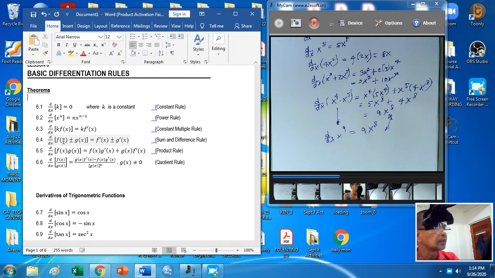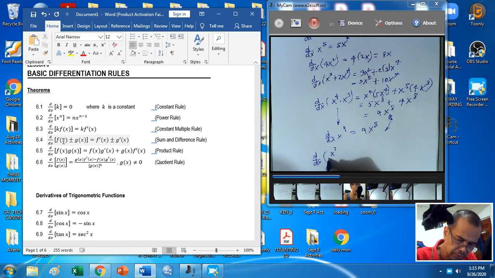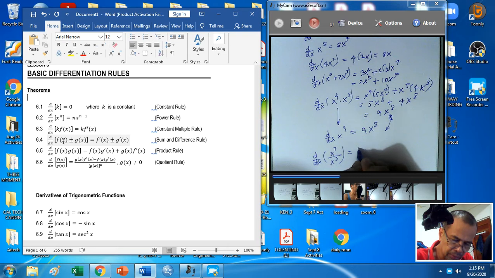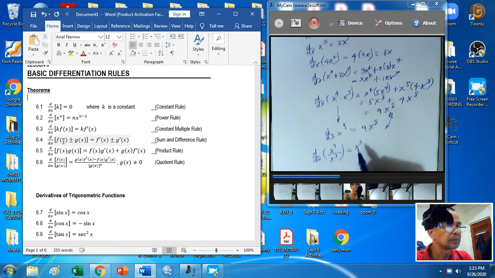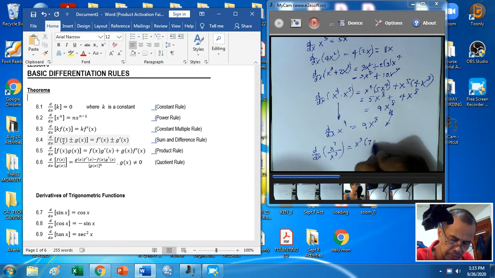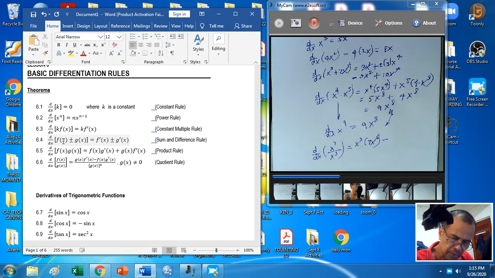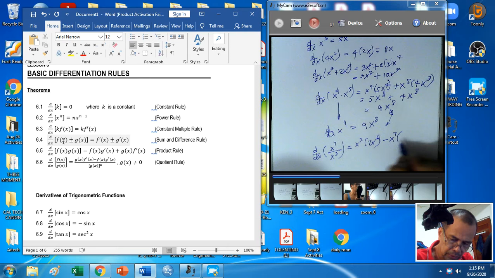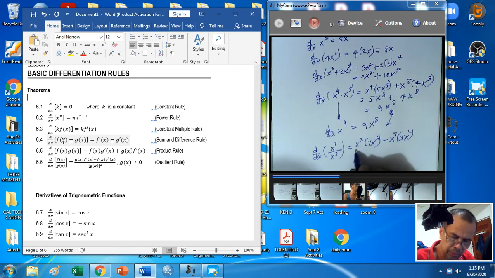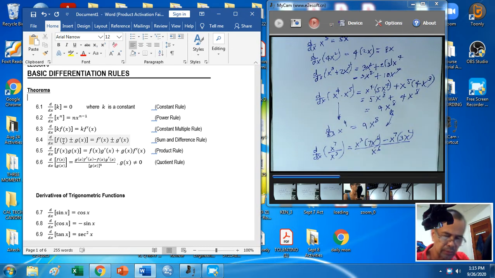Next is, let's have the derivative of the quotient rule. Let's have d/dx of x to the 7 over x cubed. Okay, following that rule. Okay, unahin mo muna yung denominator. This will be x cubed times the derivative of x to the 7, that is 7x to the 6, minus x to the 7 times the derivative of x cubed, which is what? 3x squared, divided by what? Divided by x cubed squared. That will be x to the 6.